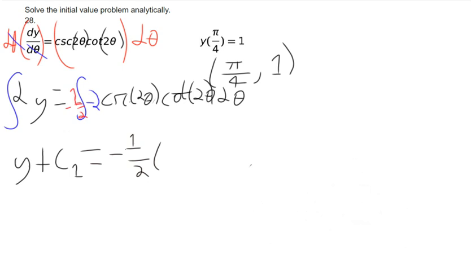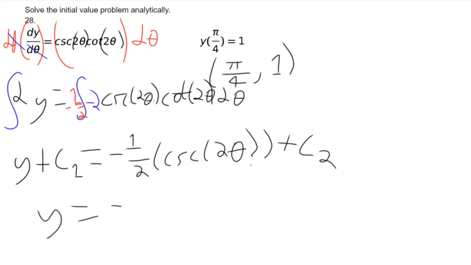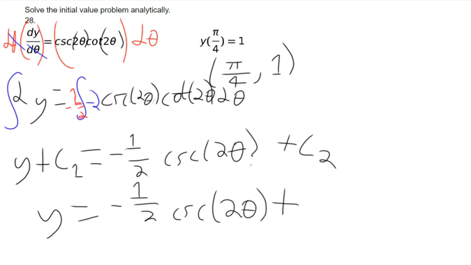The integral of negative 2 cosecant 2 theta, cotangent 2 theta, d theta, that's what we just proved to be cosecant of 2 theta plus another constant. All right, once again, I'm going to put the constants together. I'm going to subtract c1 from both sides. I'm going to say y equals negative 1/2 times the cosecant of 2 theta plus c. Now I just have to use my initial condition right here, pi over 4, 1.